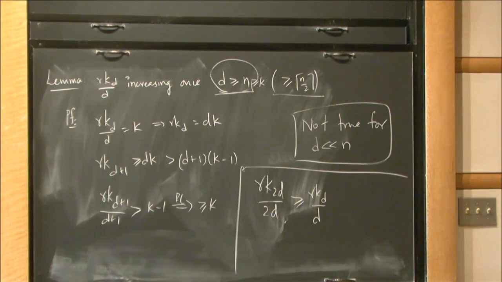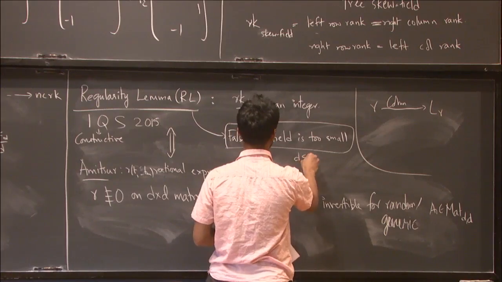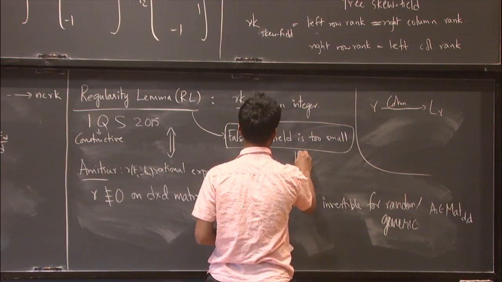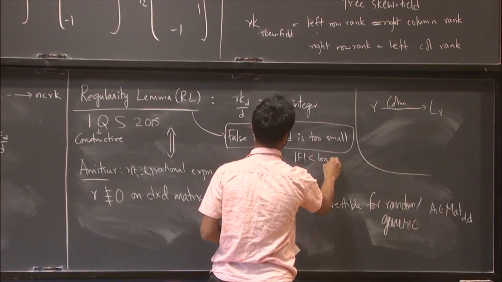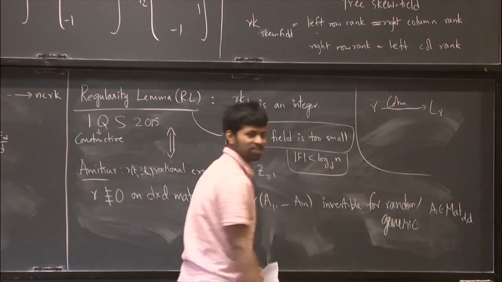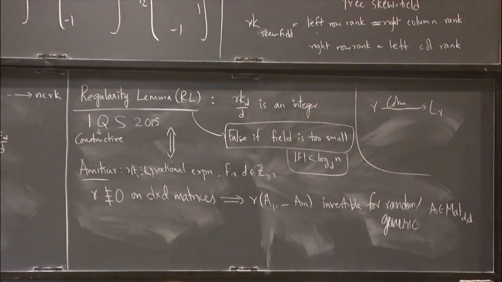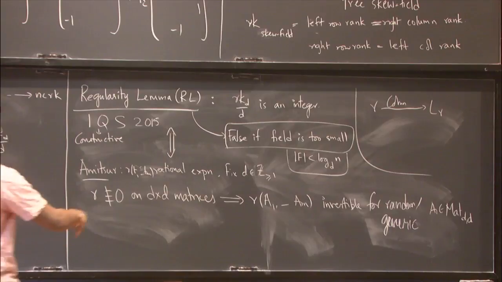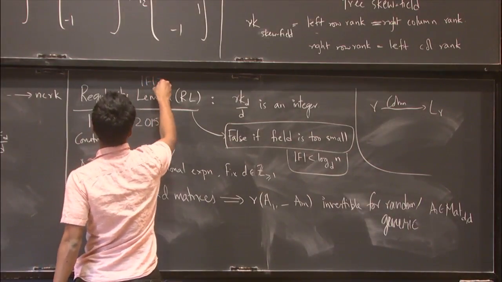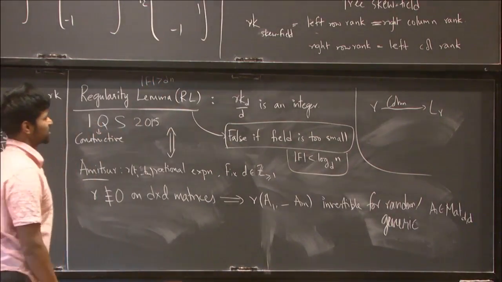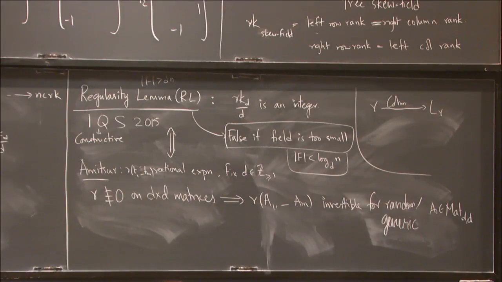What field size is this? For the counterexample, yeah. I think the field size should be less than like log base d of n or something. That's the example I have, but the proof that it works requires the field size to be greater than like d times n or something, roughly.